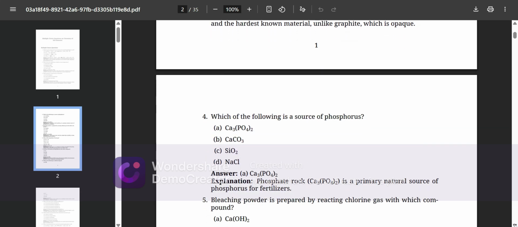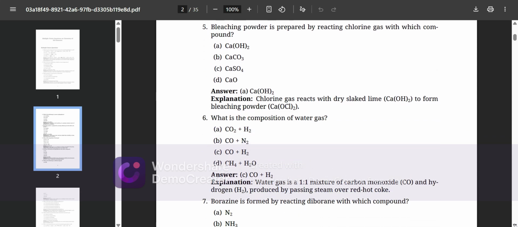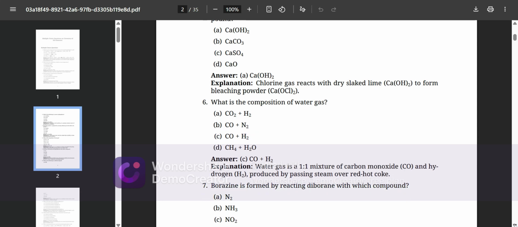Unlike graphite, which is opaque. Which of the following is a source of phosphorus? Ca3(PO4)2. Phosphate rock Ca3(PO4)2 is a primary natural source of phosphorus for fertilizer. Bleaching powder is prepared by reacting chlorine gas with which compound? Ca(OH)2. Chlorine gas reacts with dry slaked lime Ca(OH)2 to form bleaching powder CaOCl2.